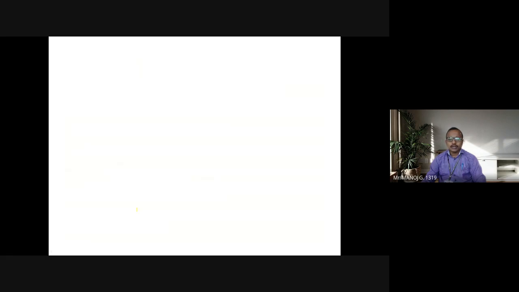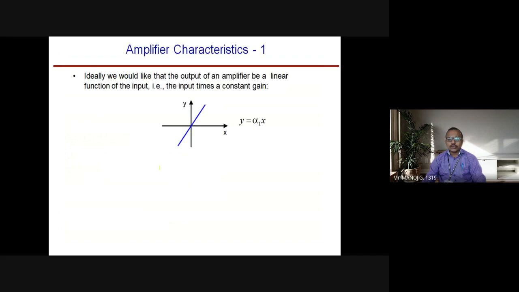Now we will see what the characteristics of an amplifier are. So this is the next topic, amplifier characteristics. When you look at characteristics, generally the characteristics are plotted between the output and input. The output and input are given as y and x respectively. For an ideal amplifier, whenever you give an input x, you get an output y.